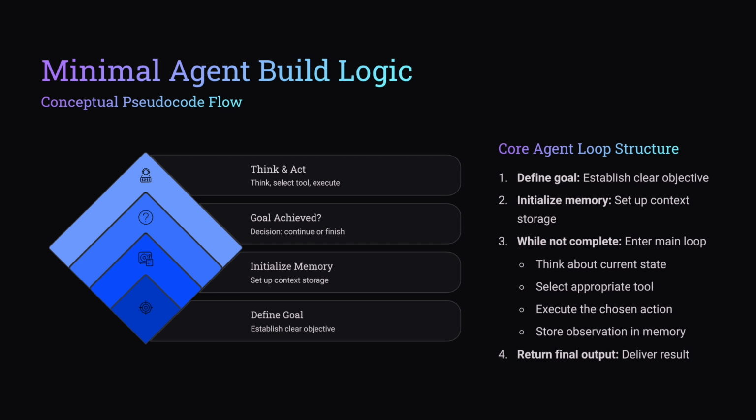If no, loop continues. That is it. That is a minimal agent. Let me show you the pseudocode mentally. Define goal. Initialize memory. While not complete, think. Choose tool, execute, store result, return answer. Notice something powerful. There is no intelligence outside the loop.